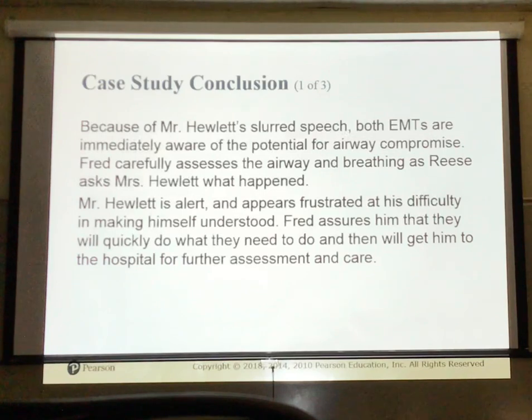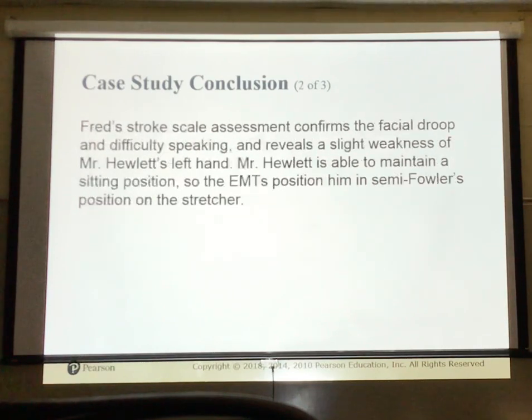Because of Mr. Hewitt's slurred speech, both EMTs are immediately aware of the potential for airway compromise. Fred carefully assesses the airway and breathing as Reese asks Mrs. Hewitt what happened. Mr. Hewitt is alert and appears frustrated at his difficulty in making himself understood. Fred assures him that they will quickly do what they need to do and then get him to the hospital for further assessment and care.